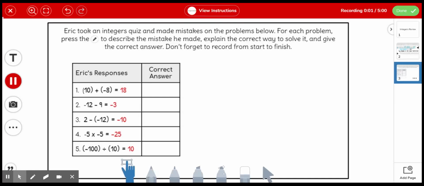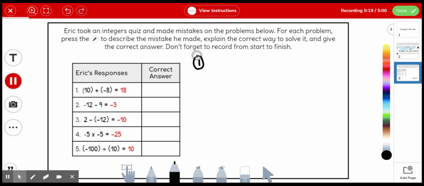For number 1, Eric said that 10 plus negative 8 is equal to 18. Eric is wrong because the signs are different. 10 is positive and 8 is negative. So if the signs are different, I know that I need to subtract those numbers. So I would get 10 minus 8, which is equal to 2, and I would keep the positive sign because 10 is bigger than 8 and 10 is a positive. So the correct answer there is positive 2.